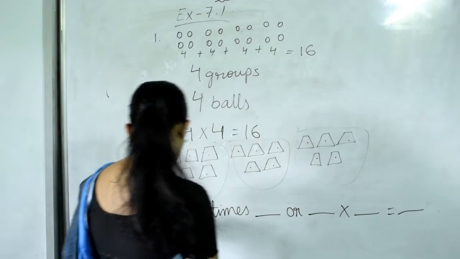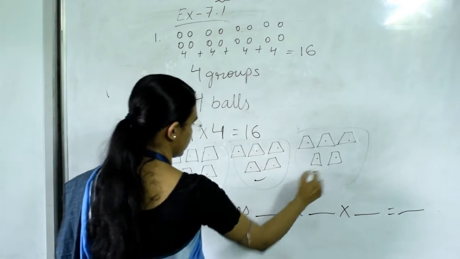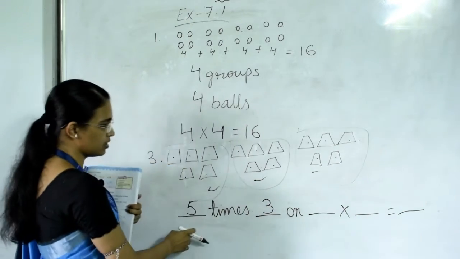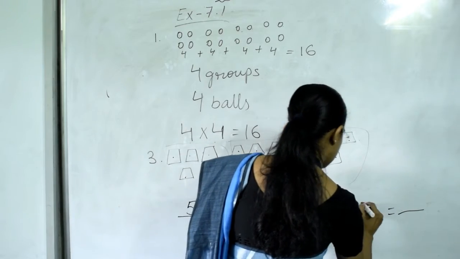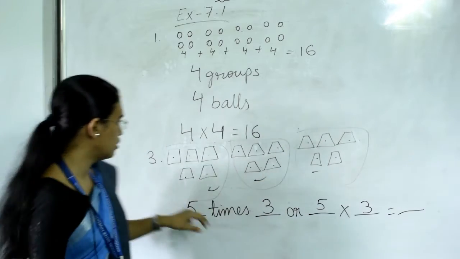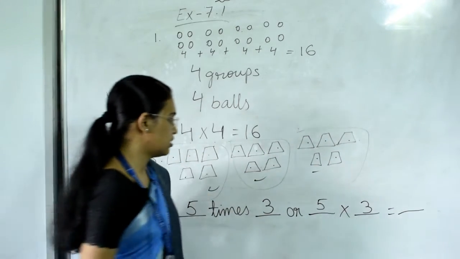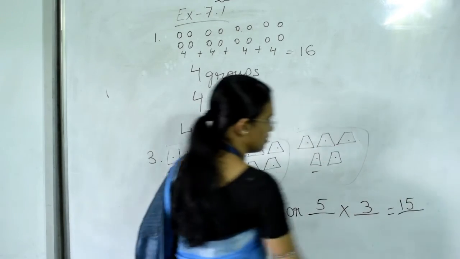That means how many groups? 3 groups. 1, 2, 3. So you have to write here 3, or you can write it this way, 5 into 3. So altogether how many cups do we have? 5, 10, 15. If you add all this, that means 5 3s are 15. Okay.